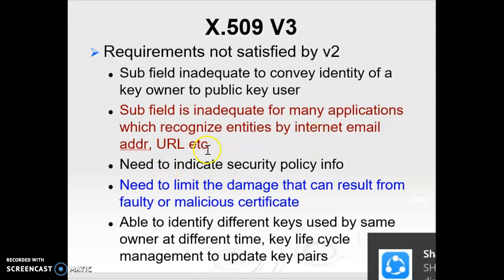Next, it is necessary to indicate the security policy information. Security applications or functions such as IPsec use the X.509 certificate to give certain policy. Next, it is necessary to limit the damage that can result from a faulty or malicious certificate. So if there is any kind of damage, this is done by setting constraints on the application of the certificate. So some constraints have to be applied.